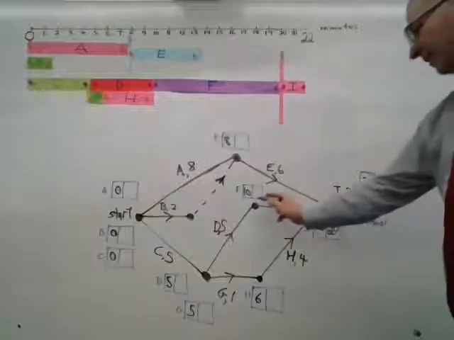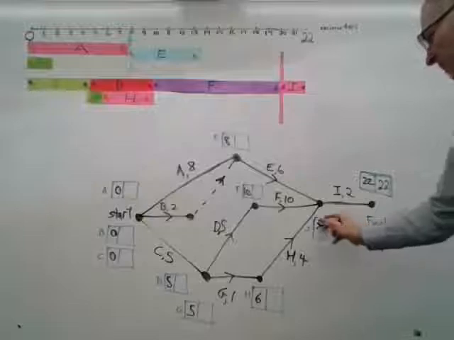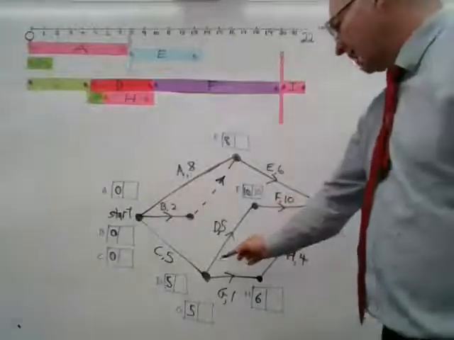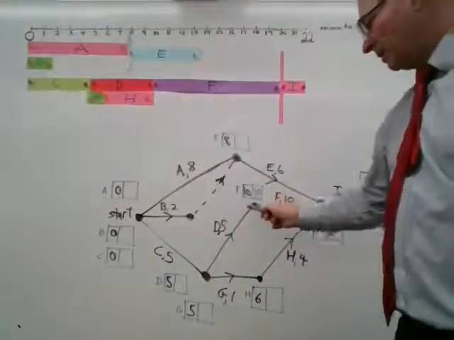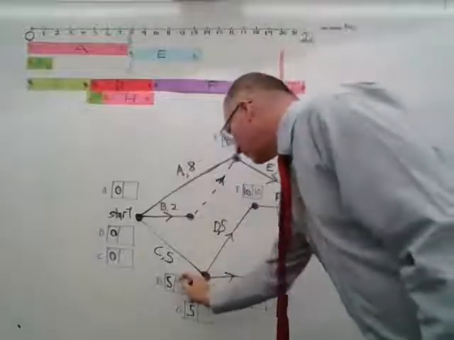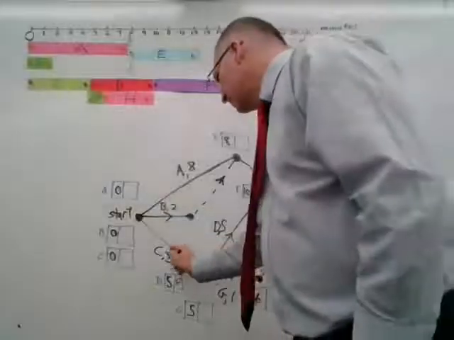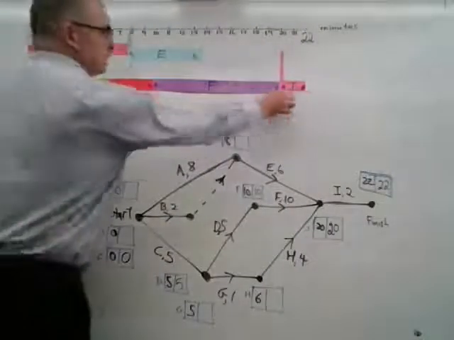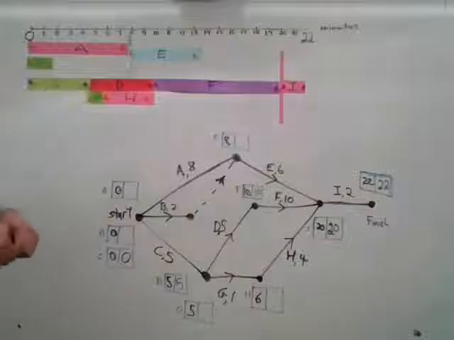The latest that F can start without delaying anything is at the 10-minute mark. 20 minus 10 is 10. The latest that D can start without delaying anything is at the 5-minute mark. 10 minus 5 is 5. And the latest that C can start is at 0, because none of these activities can afford to wait. There's no float time, there's no sliding that can happen at all between them.